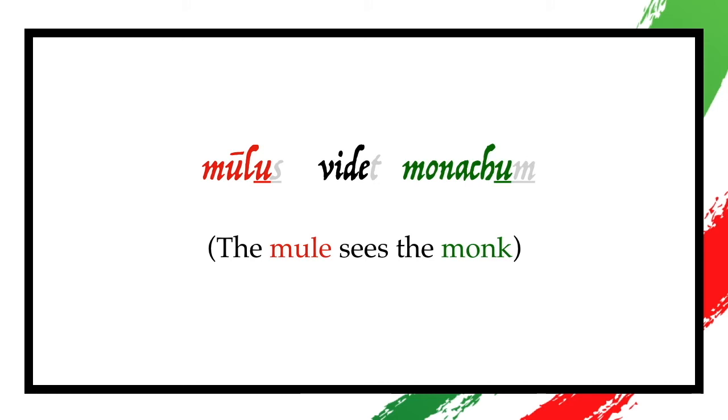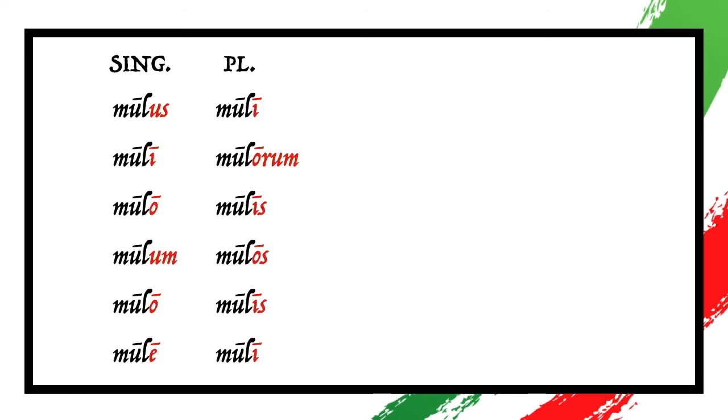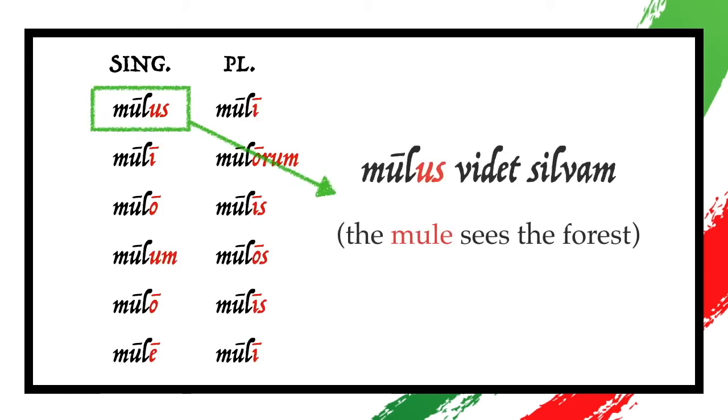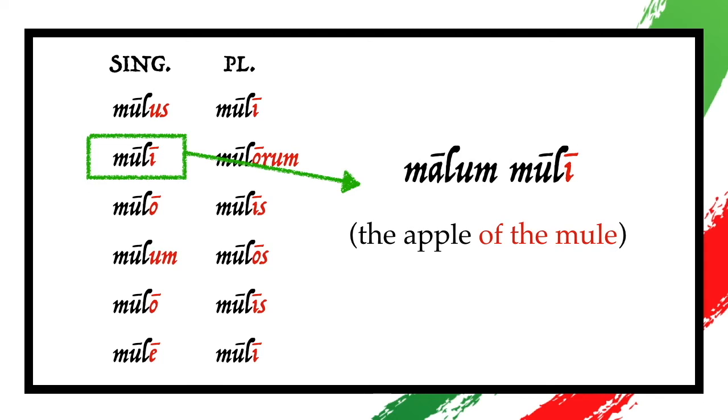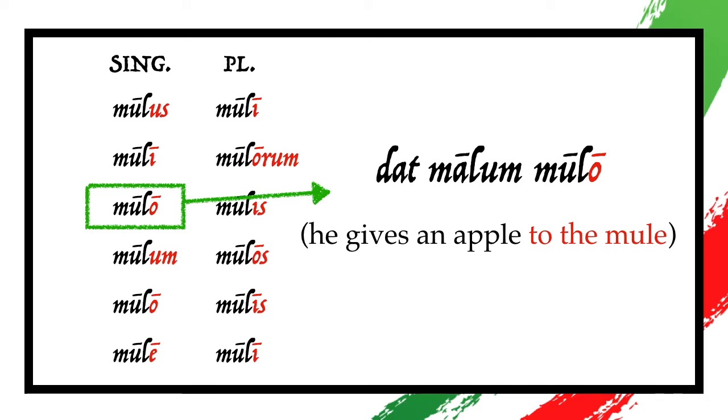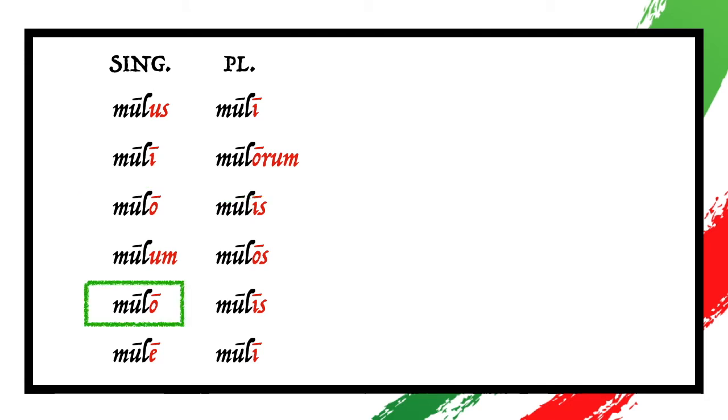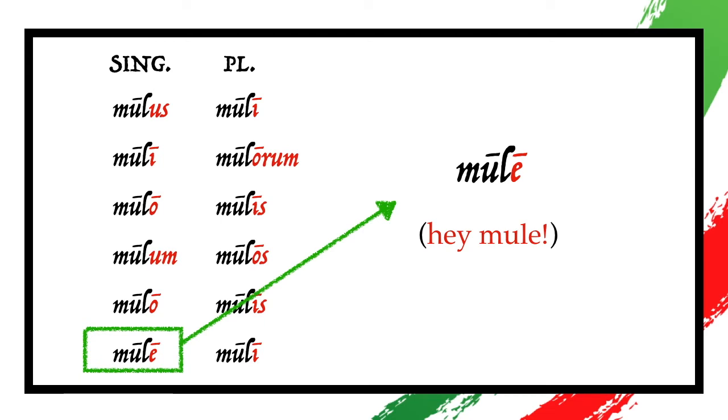Latin had a complex system of endings to show how words related to each other. For example, the word mule as the subject of the sentence, the mule sees the forest. The word mule as the object of the sentence, the man sees the mule. To show possession, the mule's apple, or the apple of the mule. To the mule, by mule or on the mule, and even when addressing a mule.